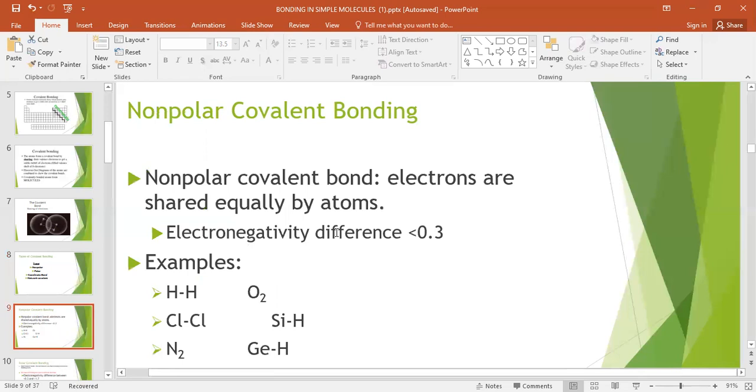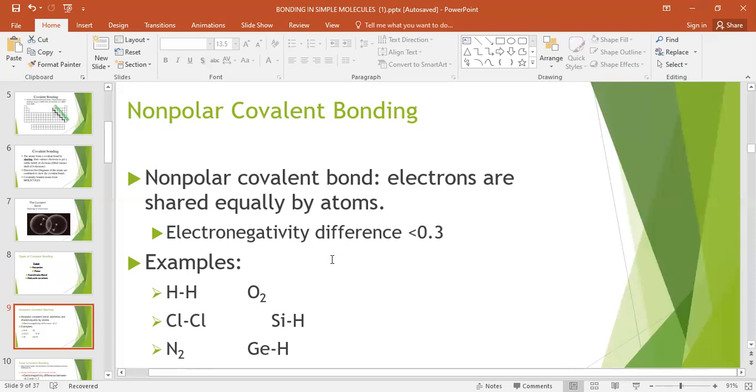Read this one. Leave this word, the electronegativity difference. This I am going to explain. Leave this line, others you can see. Non-polar covalent bond: electrons are shared equally by atoms. Here examples are H2, Cl2, N2, O2. These are all the same atoms. If same atoms, they share the same electrons, meaning equal electrons. So we call it non-polar covalent bonding.